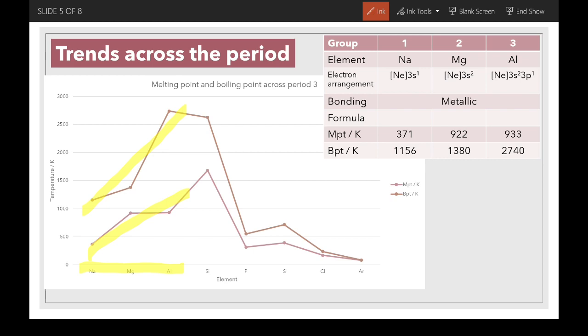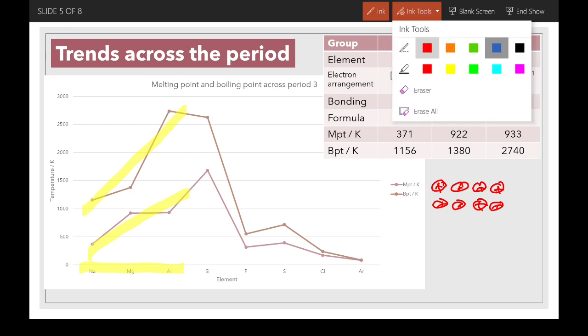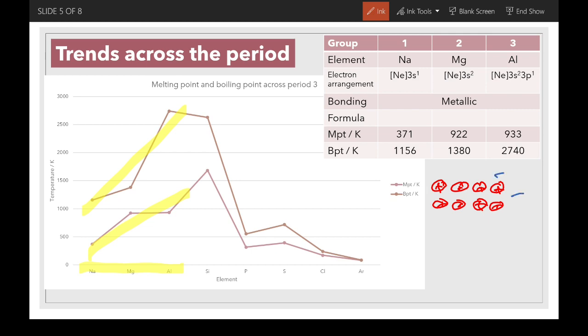So if we remember what metallic bonding is, this is when we would have a lattice of ions. So I'll just put some positive ions in the middle there. Apologies for my pen, it's not very good. And around these, what we would get are our delocalized sea of electrons, and it's the electrostatic forces that are holding this lattice together, this attraction between the positive ions and the negative electrons.